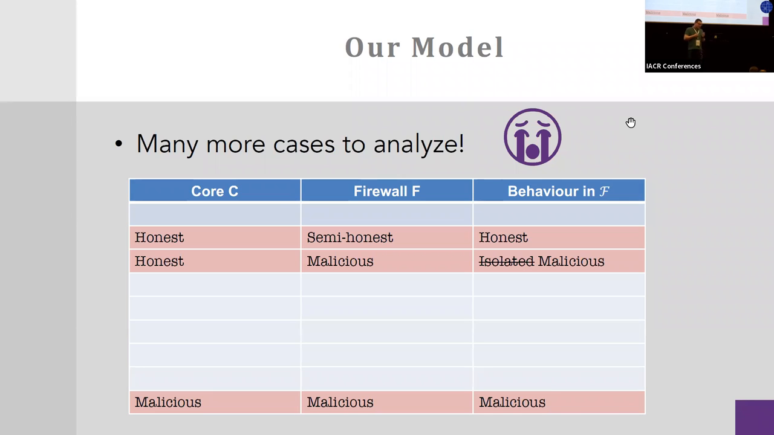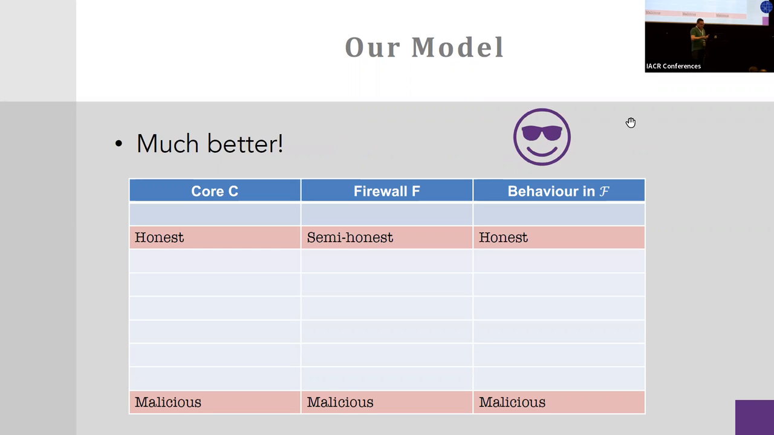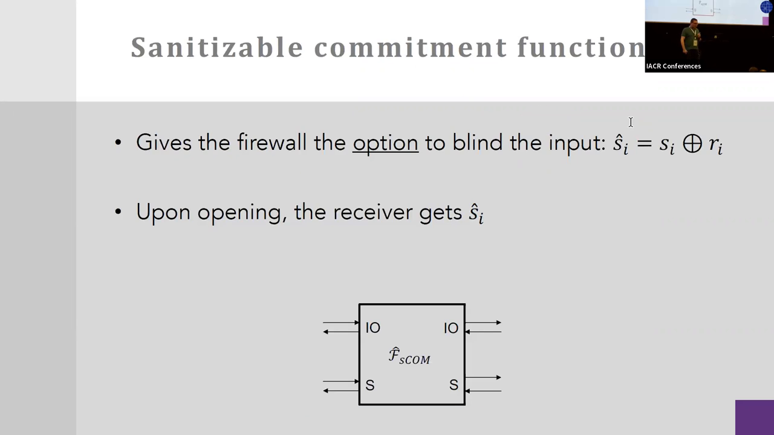Now the isolated case, you could think of it for some functionalities as having security with abort. But in many cases, you could also map this to malicious if you don't care about that flavor of security. For example, in coin toss, we just need to map to malicious. And then we're back to just two cases that we need to consider in the simulator. So that's good news. We only need to look at honest core, semi-honest firewall, and malicious, and you prove the strong sanitation on the side.